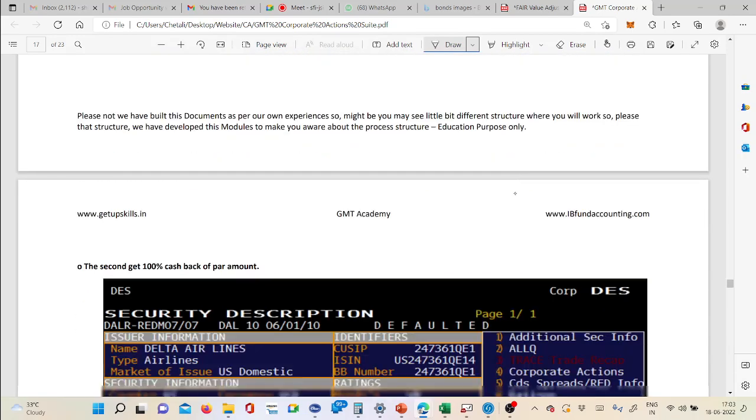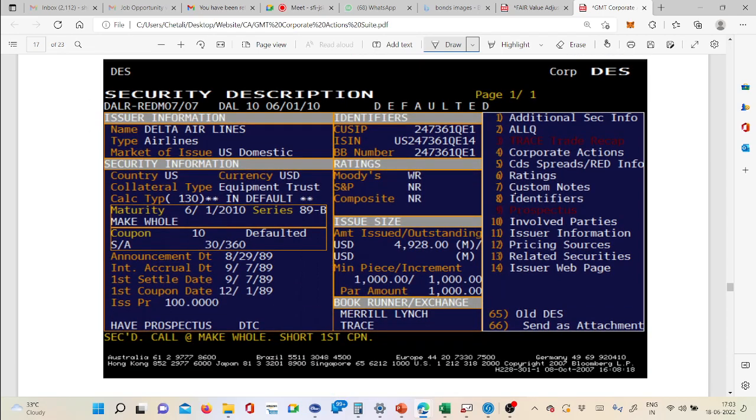Wait a minute. Let me check something. See this. Your interest payment also will start to accrue from the settlement date. Interest accrual date, settlement date. See this. Your actual coupon will start. Coupon, it means your interest payment. It's nothing but the interest payment.